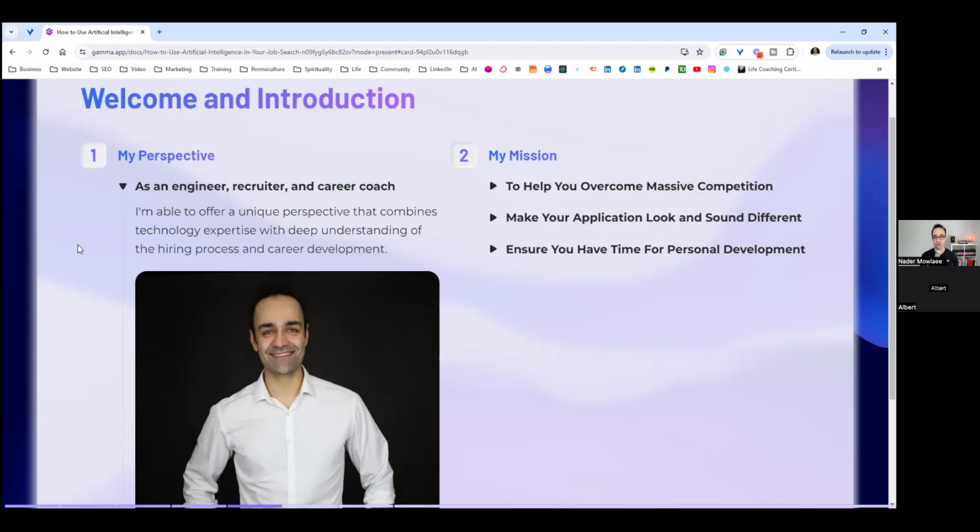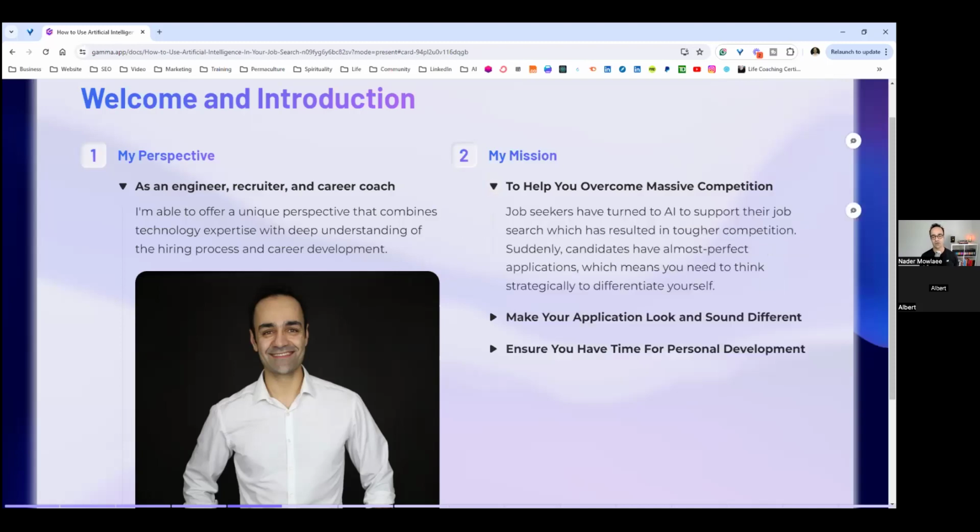Regardless of what you do or how you do it, there's a chance that AI technology is impacting you. So ultimately, my perspective is that I see people falling and crumbling. I also see people growing and adapting and thriving. So I want that for you, which brings me to my mission today, which is ultimately to help you overcome massive competition. Since AI tools were introduced, more job seekers started adopting and using them. So suddenly we have a lot of applicants that have almost perfect looking applications. So as a job seeker, your competition just got tougher.